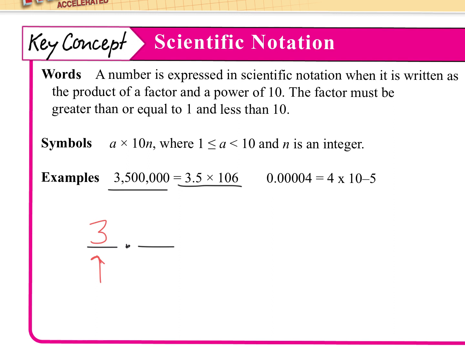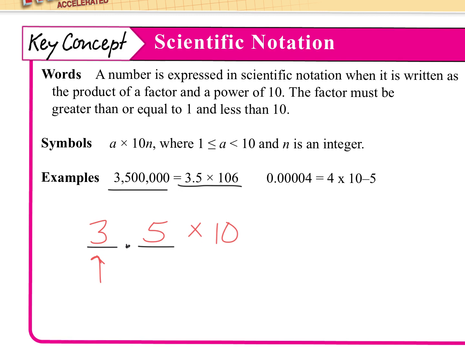Now we have a decimal. Now I want my next whole number on the other side. 5. And I want to account for all whole numbers. Is there any more whole numbers after that? No, only zeros. So that part's done. Now we want to get this times 10 to the 6th power. It is always going to be times base 10.